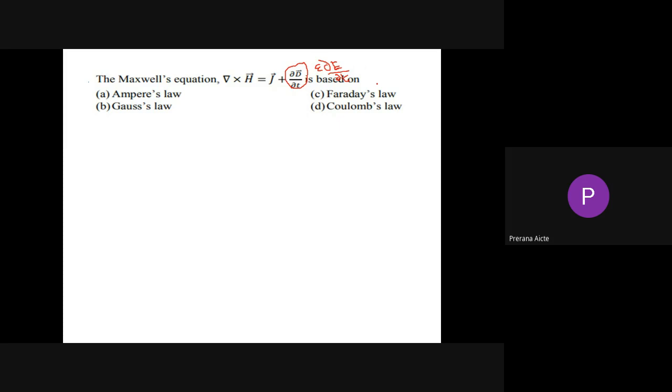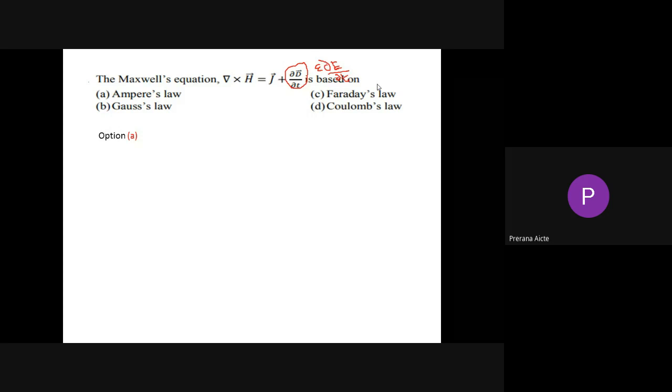Whether it is Ampere's law, or Faraday's law, or Gauss law, or Coulomb's law? Ampere's law. Any others? Others, please respond. Okay. So the option is Ampere's law. So the Maxwell equation del cross H is equal to J plus dou D by dou T.